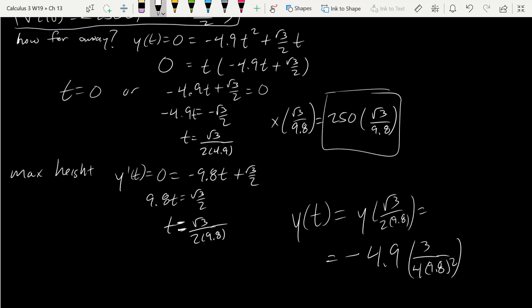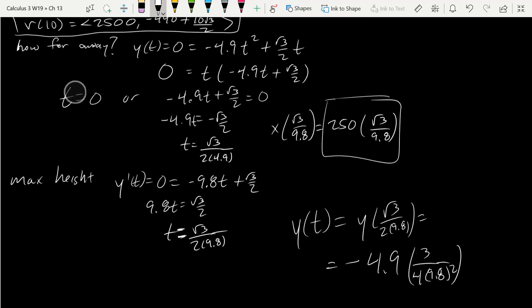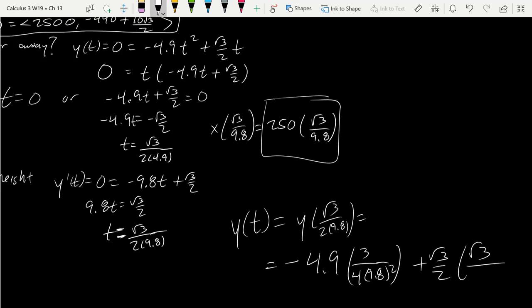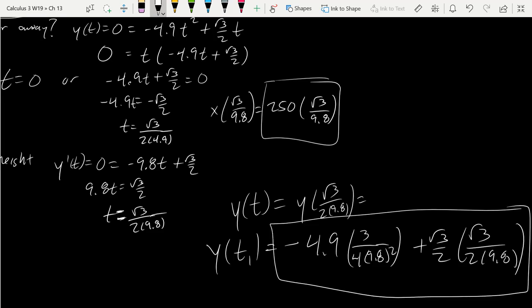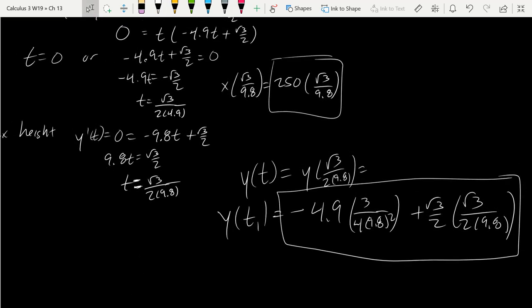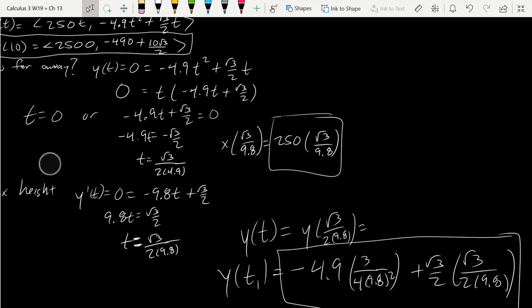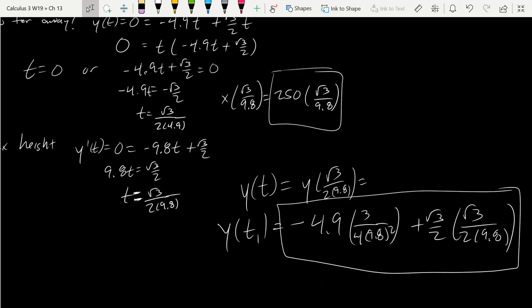I'm just squaring that t value. So it's negative 4.9 t squared plus square root 3 over 2 times that same t value. Without simplifying, that's good enough for y of t1 right there. Any questions on these parts that we just computed? Oh, I didn't care about the x-coordinate for the last part. I just wanted the max height.